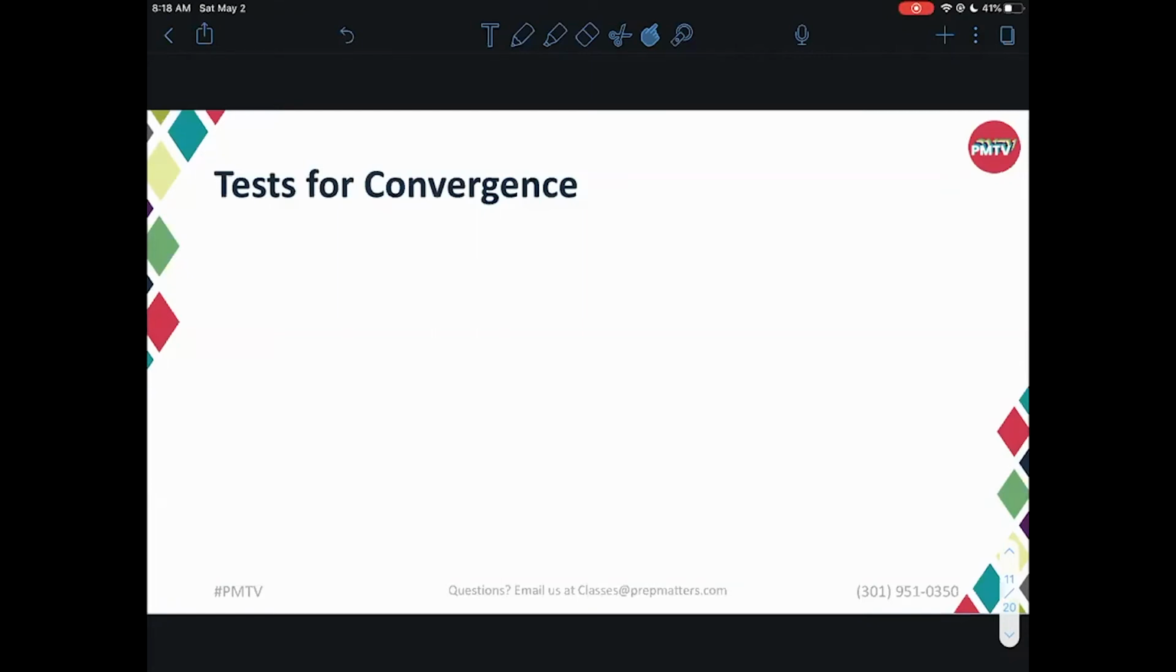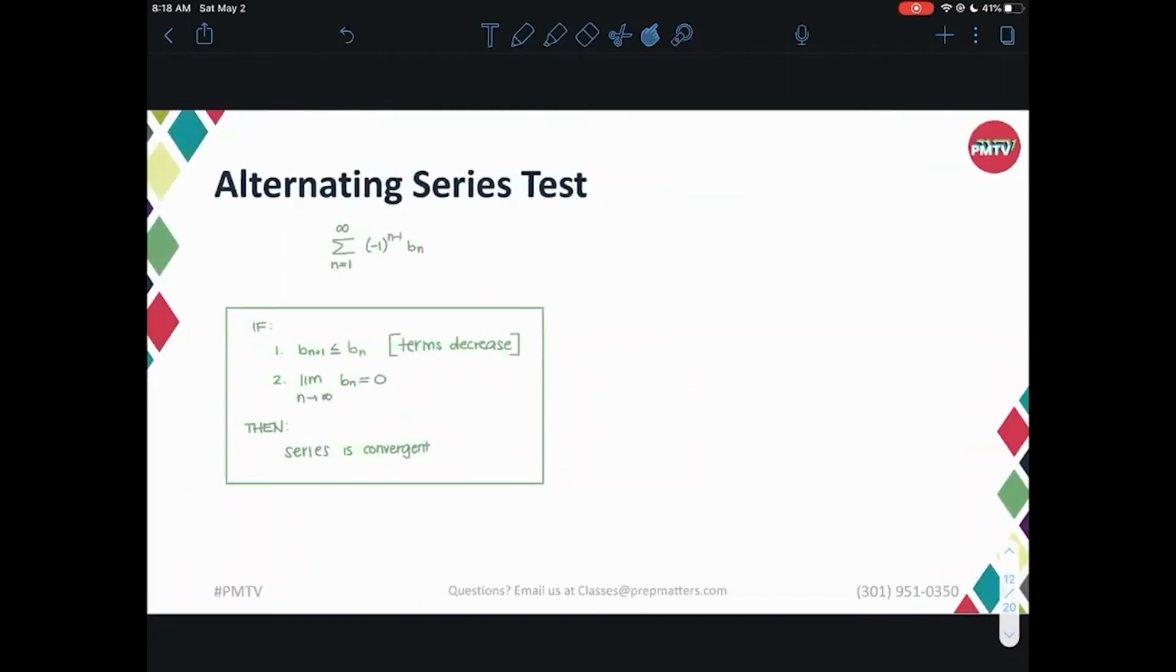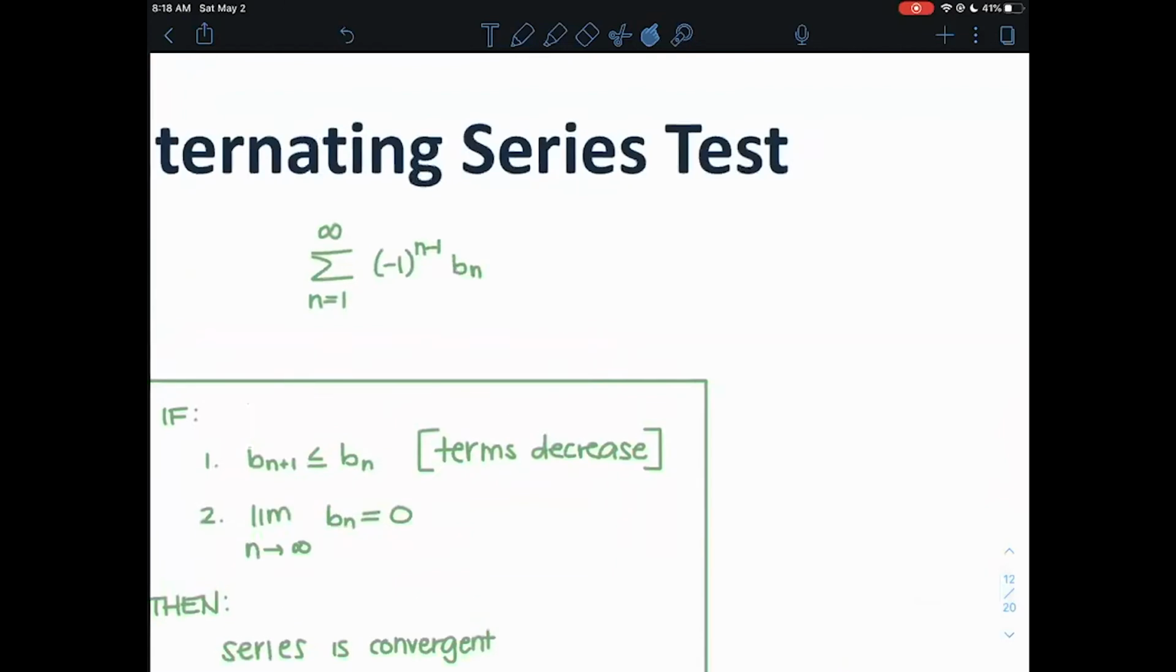This year, we are only working on 2 of them. We are going to work on the alternating series test and the ratio test. So we are not even going to think through the rest. We're going to just dive right into the 2 that we need to be really comfortable with. So the alternating series test is first.